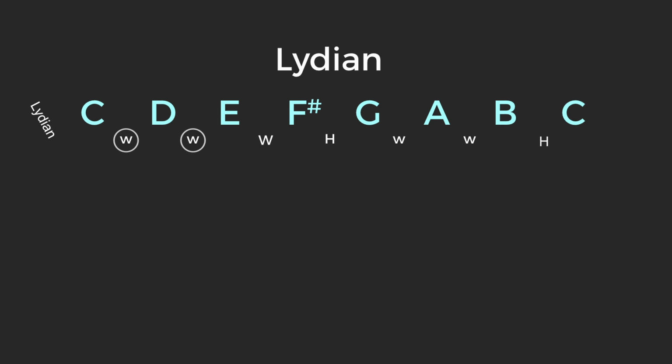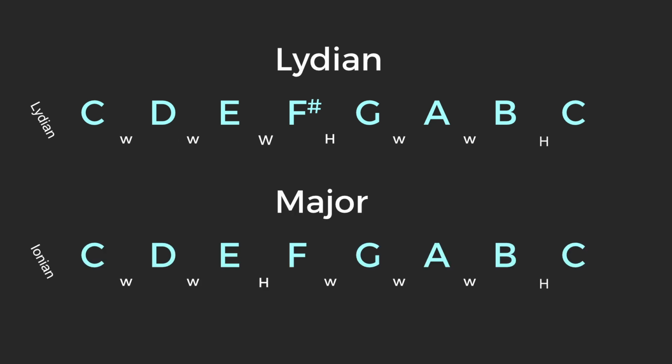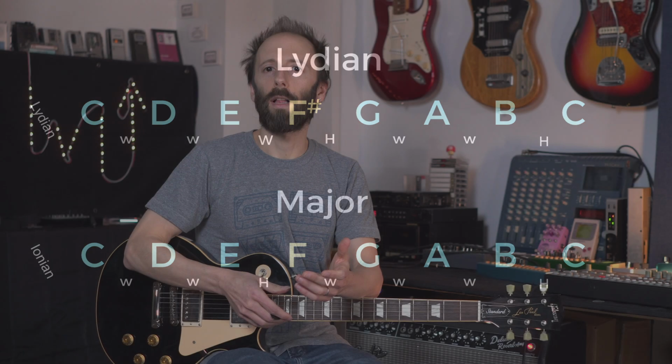First we say, step 1, is this a major or a minor mode? And we can see that it's major because it starts with 2 whole steps. Step 2, looking at this compared to the natural major scale, we can see the distinctive feature here is the 4. So a Lydian scale has a sharp 4 when compared to the natural major scale.